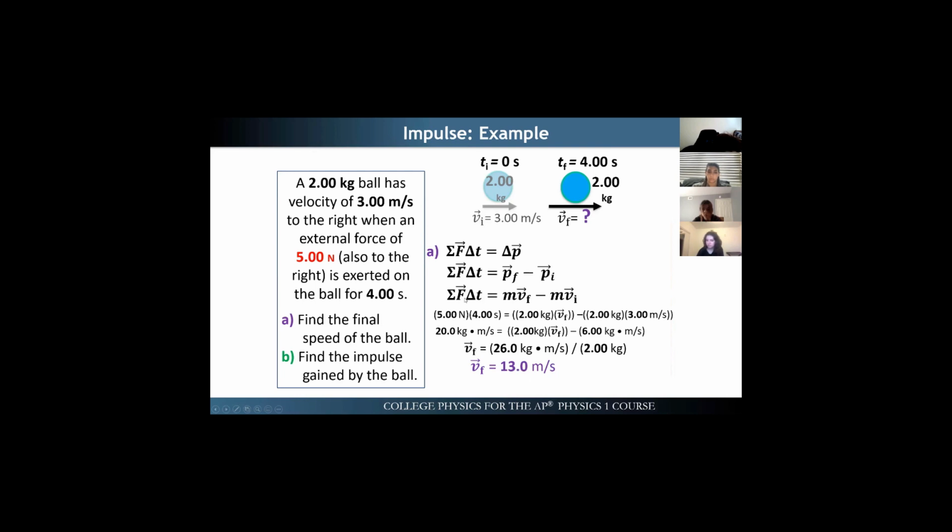But if you'll notice, they've actually found part B right here. This is the impulse, right? F times T. And that's just 5 times 4. They've actually answered it right here. So while they were answering part A, part B is actually in the middle step right here. They have the answer for part B. You see that? Making sense?